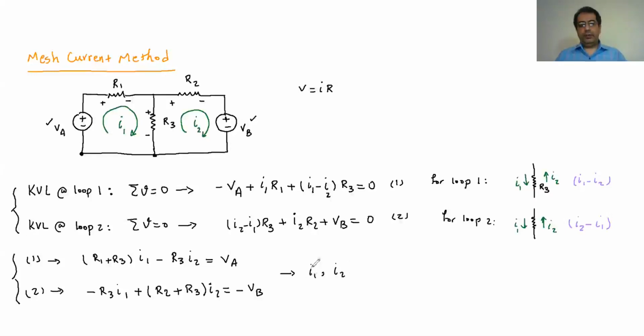And when I have the I1 and I2, I can calculate the voltage in every element, or the current in every element of the circuit. And basically, this is how I analyze the circuit, and I have everything I need to have.